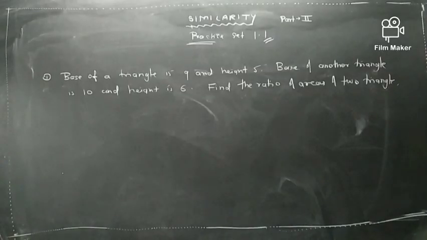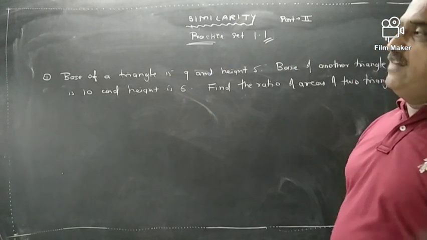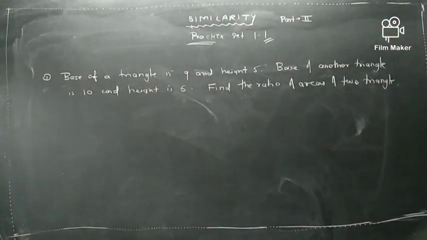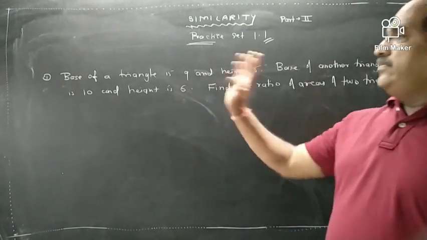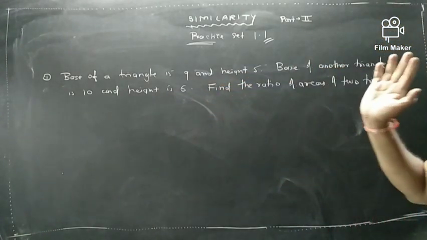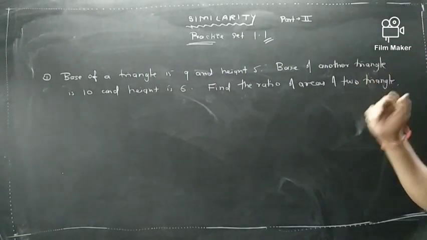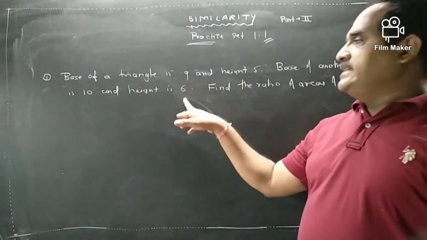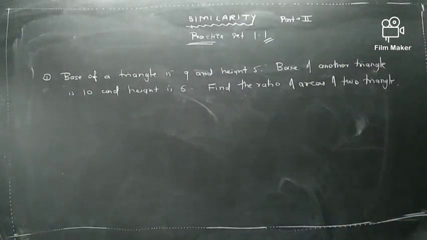Now we are going to start with practice set 1.1. The first question that I have written on the board: base of a triangle is 9 and height is 5 units, and base of the other triangle is 10 and height is 6 cm. Find the ratio of areas of the two triangles.